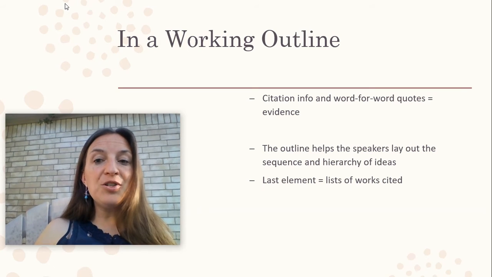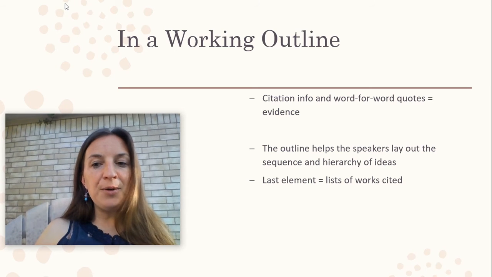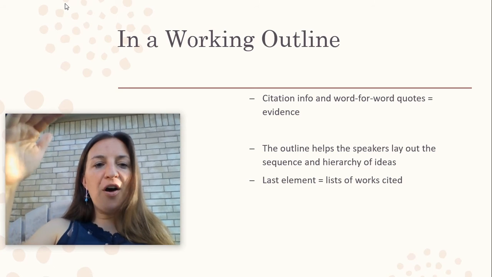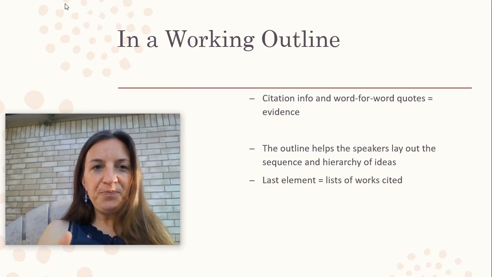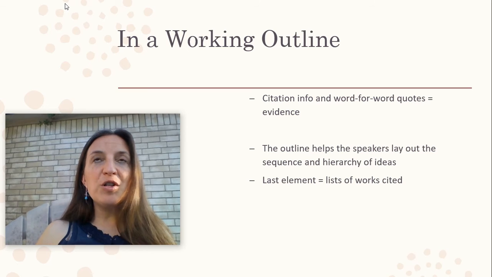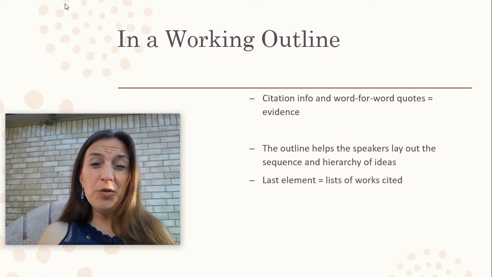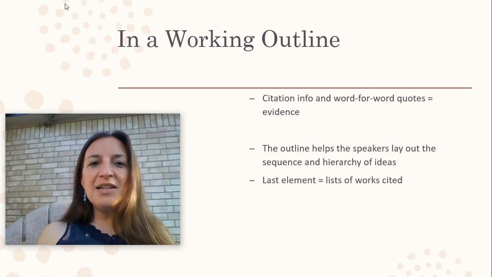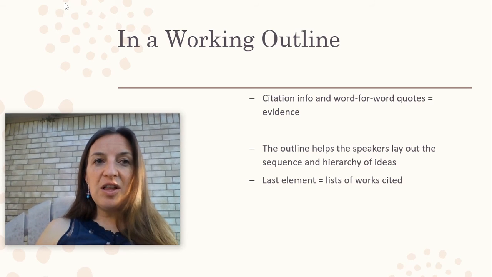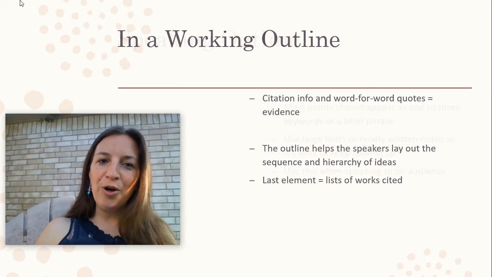Now, your citation information and your word-for-word quotes should all be typed out very specifically in your working outline. The outline does help you to make sure that your thoughts are following in a logical progression. Make sure that they're going in order. If your thoughts are not going in order, which we tend to do if we're speaking just off the cuff, it's harder for your audience to follow, and it's harder for you to remember. The last element in your working outline is a typed works cited, and that is required for this class. Make sure you copy and paste those college sources from austincc.edu, the library.